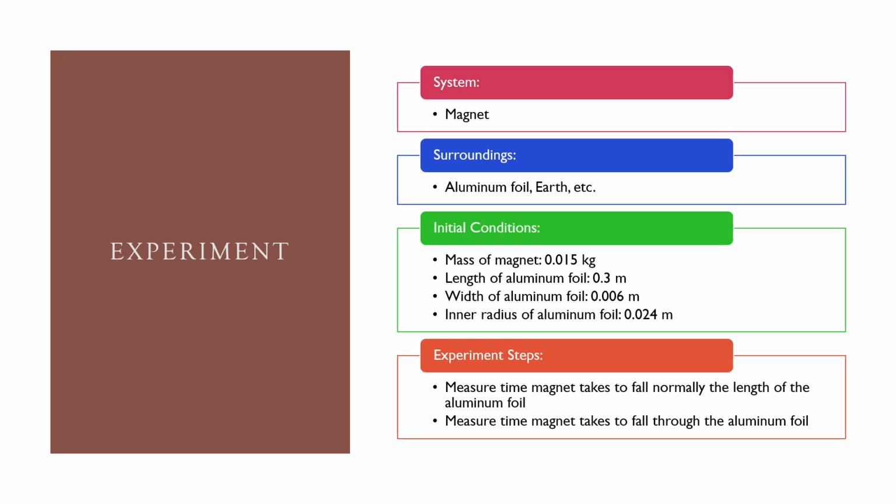This experiment was very simple. First, I measured the time the magnet took to fall the length of the aluminum foil normally. Then, I measured the time the magnet took to fall through the aluminum foil. I repeated this a couple of times to get a good data set, and I averaged them.